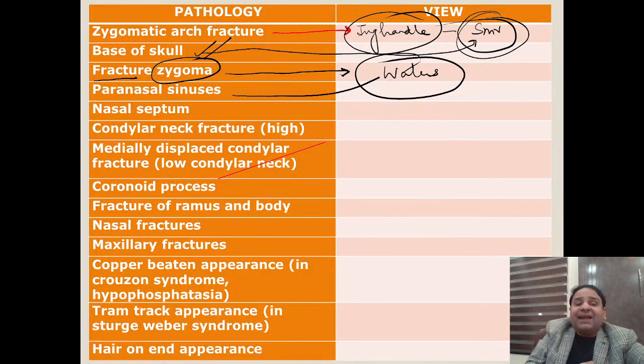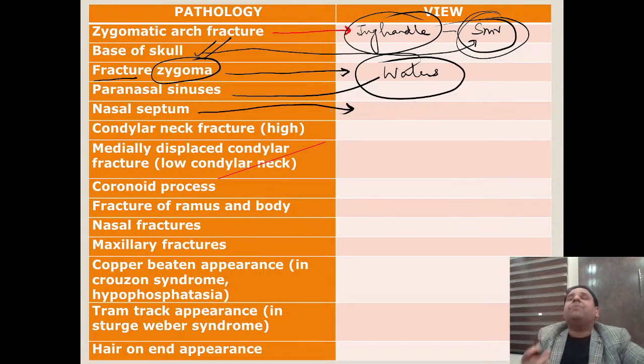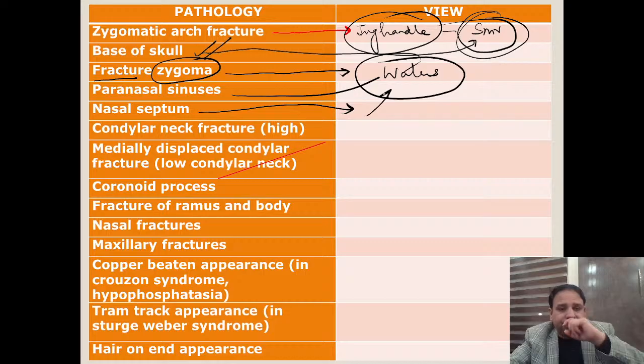Correct? Nasal septum. Now nasal septum, the bony nasal septum, because we take Waters view like this. So yes, nasal septum is again best seen in Waters view.